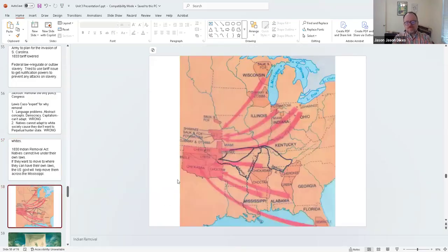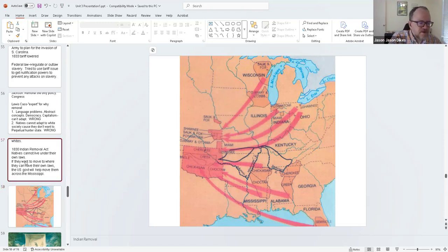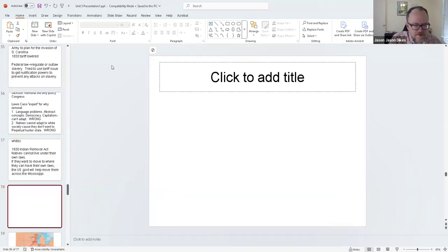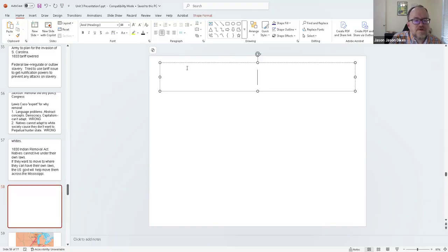These trips were pretty horrific. The whole thing was kind of farmed out to the lowest government bidder. There are a couple of lawsuits that the Cherokee did file. Let me talk about those real quick.